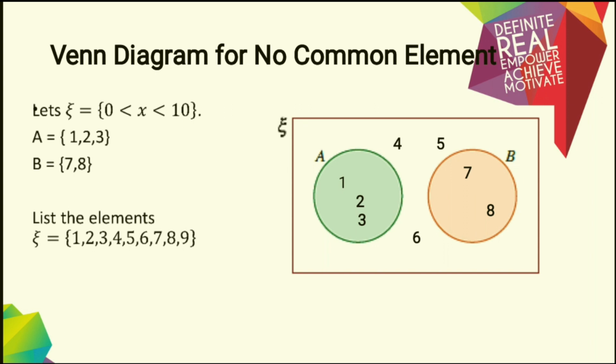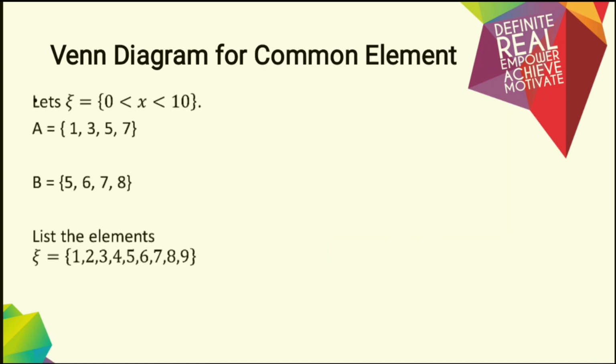And then the rest of the elements, like 4, 5, and 6, which are not elements in A and also not elements in B, we put there. The next type is the Venn diagram for common elements. The same universal set, and A and B are listed there. The first thing, still, is to list the elements of the universal set. The next thing that we need to do is to identify which elements are common.